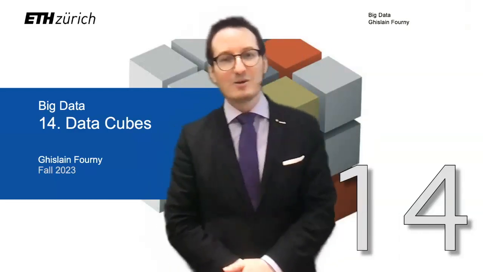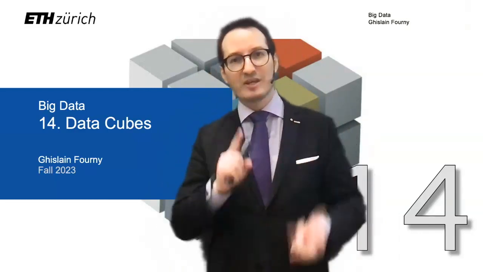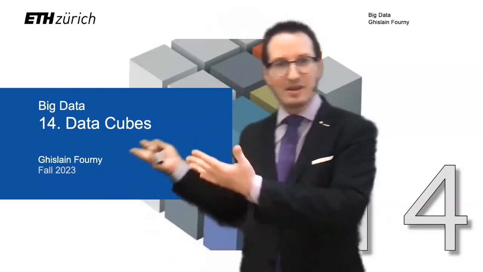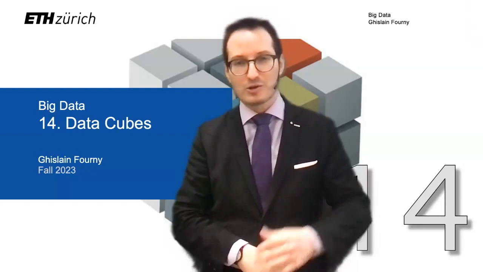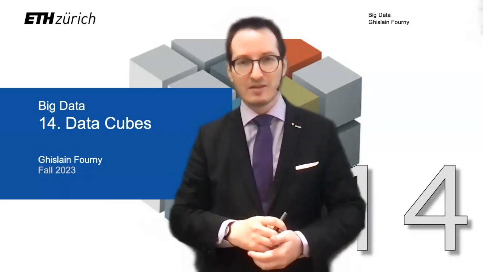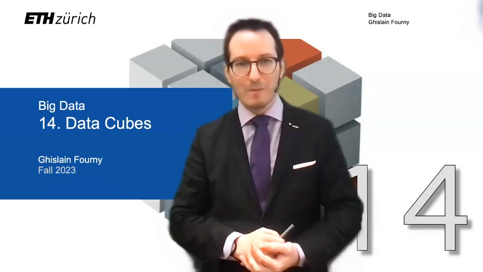Welcome back. So you saw that there are tables, there are trees, there are graphs, and there are cubes. So now we are looking at the last one of the structured or semi-structured shapes. The fifth one is text or images or video.